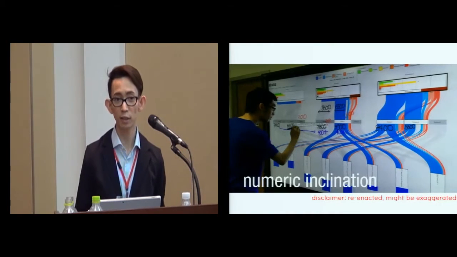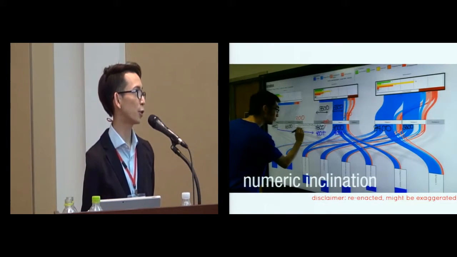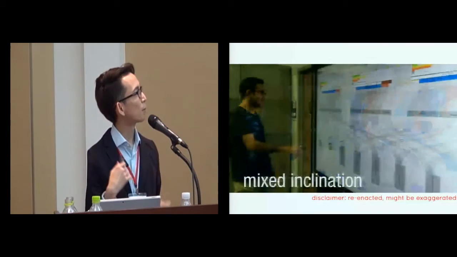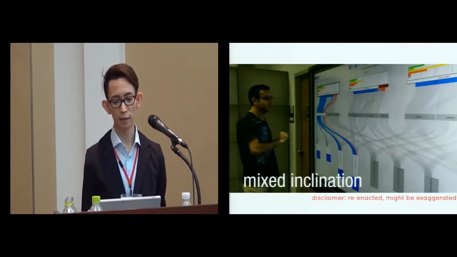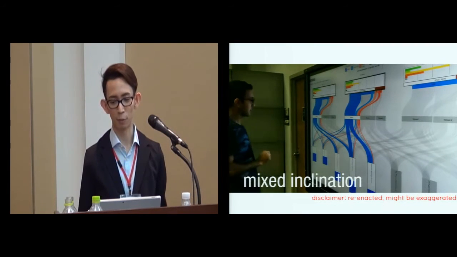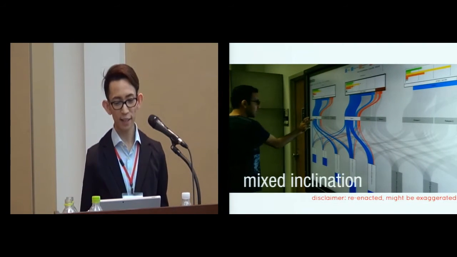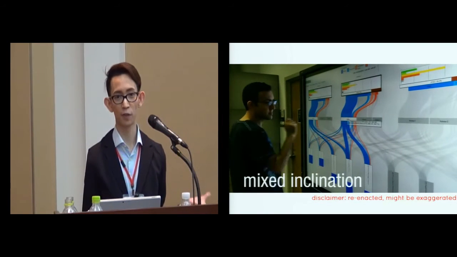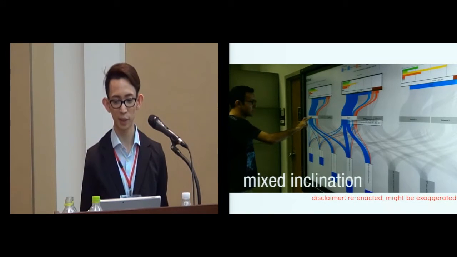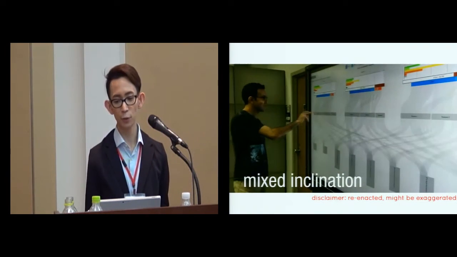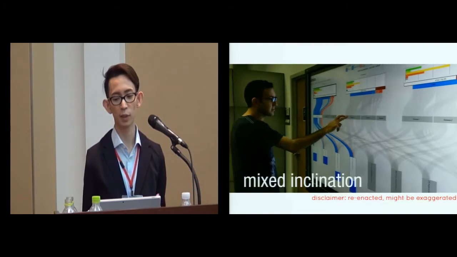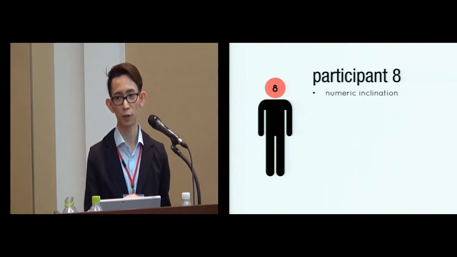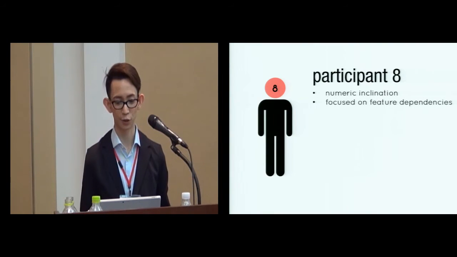Here is what a numeric inclination looked like. They used a smartboard to basically write down the numbers. They tried to calculate it, so they tended to rely more on the numbers, as you can see in here. And then there's the mixed, who showed both the behaviors of a visually inclined and numerically inclined participant, where they used the visual cues to leverage the differences, but they also tried to go into the finer details, such as the numeric values, and made their own calculations as well.